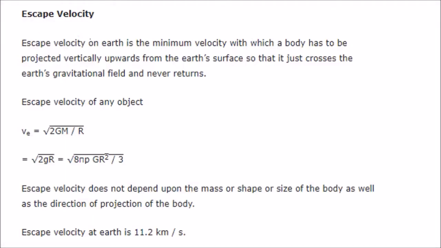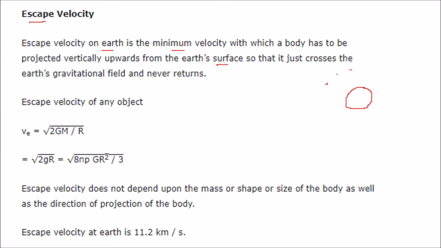Escape velocity. As the name suggests, to escape, what should be the velocity? The escape velocity on Earth is the minimum velocity with which a body has to be projected vertically upwards from the Earth's surface so that it just crosses the Earth's gravitational field and never returns. This means that Earth is here.